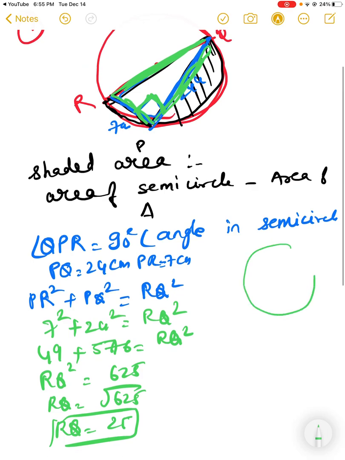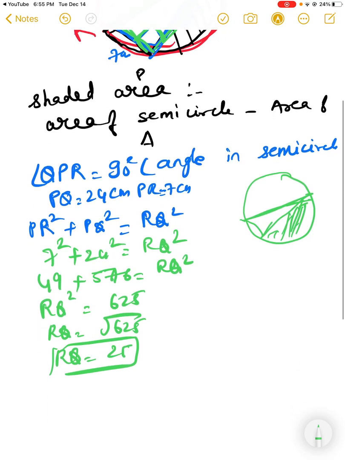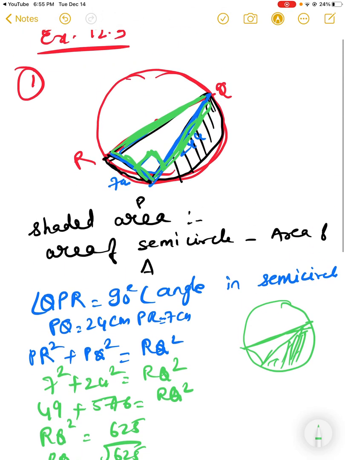Now this is the circle, this is the semicircle. Inside one triangle is there. This area we have to find out. Now the area of the semicircle minus the area of the triangle, already I told. Now this is a right angle triangle. So the shaded area is equal to pi r square upon 2 because the semicircle area, minus half into the sides containing the right angle.